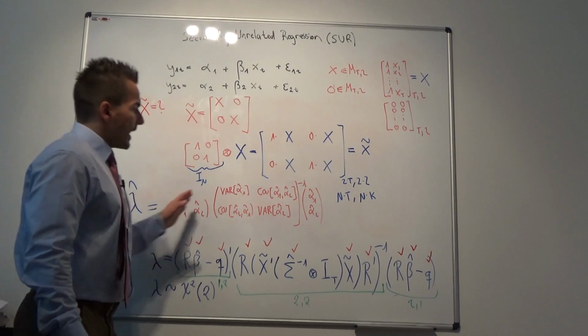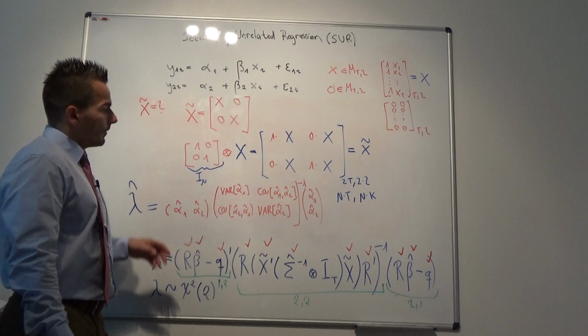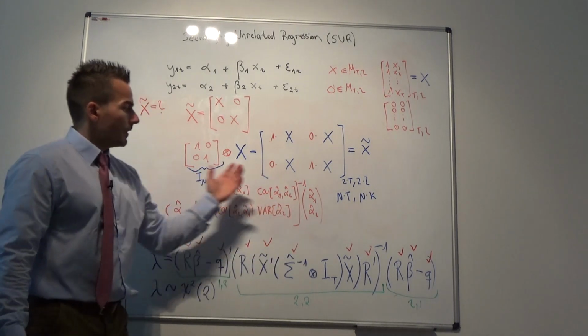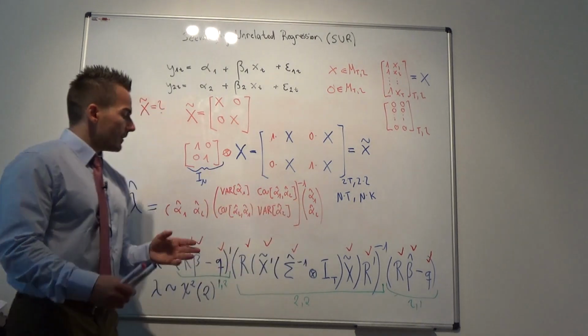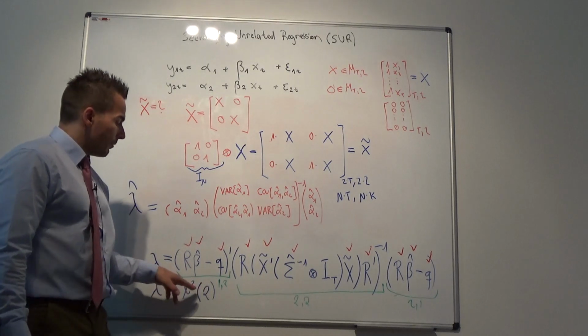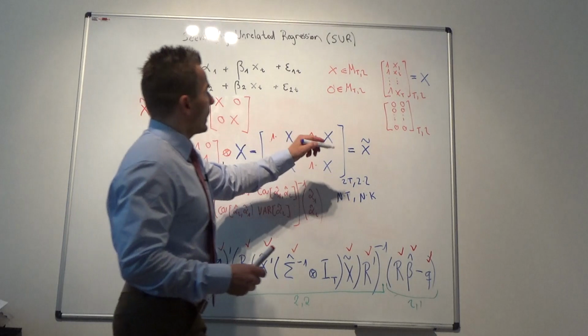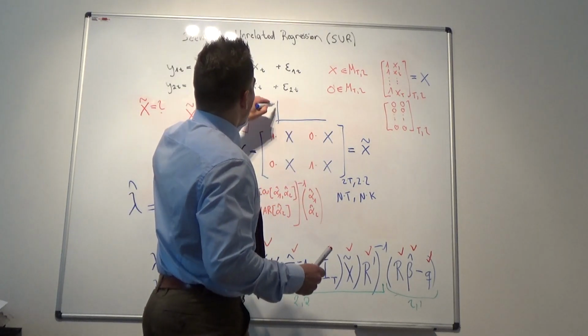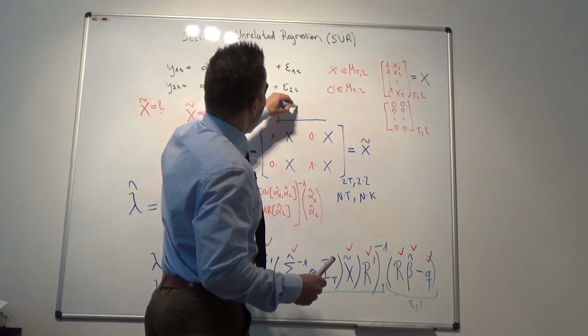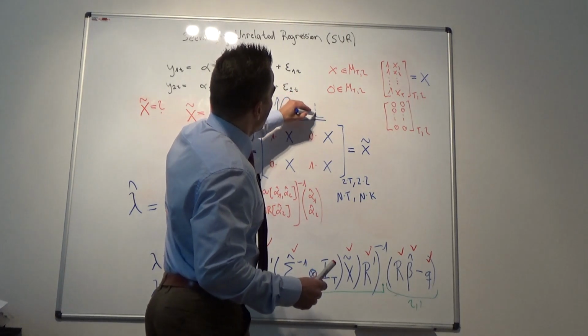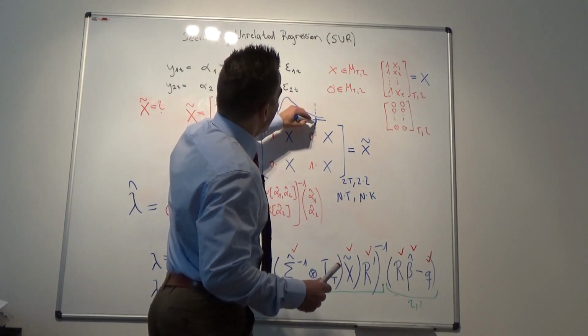So we have to compare the realization of this test statistic with the corresponding chi-square distribution with 2 degrees of freedom. And we know already how it looks like. It is skewed here. So the 95% probability will be something like here.